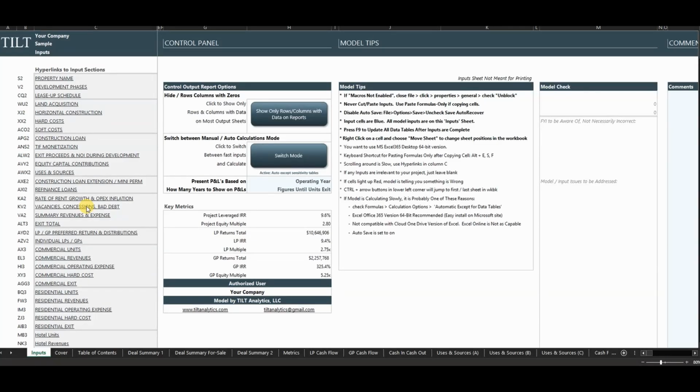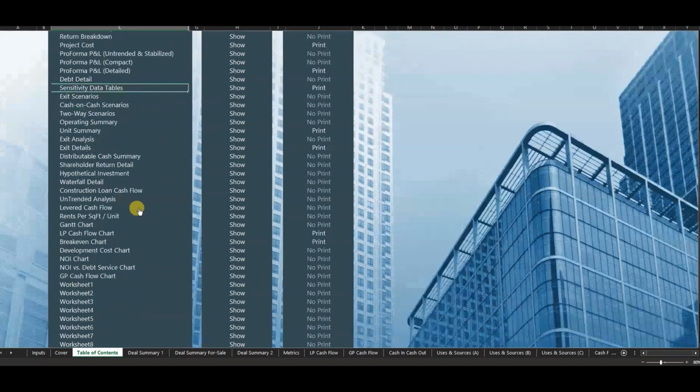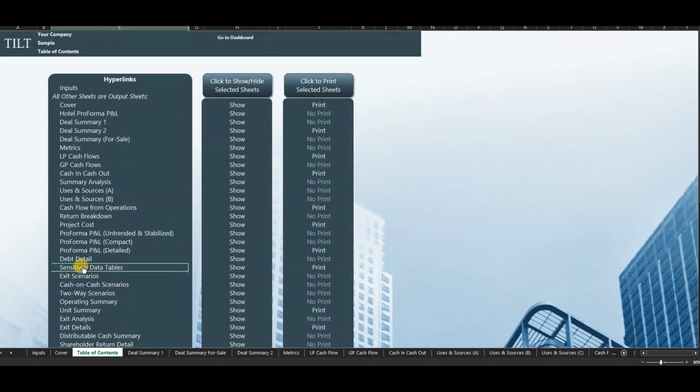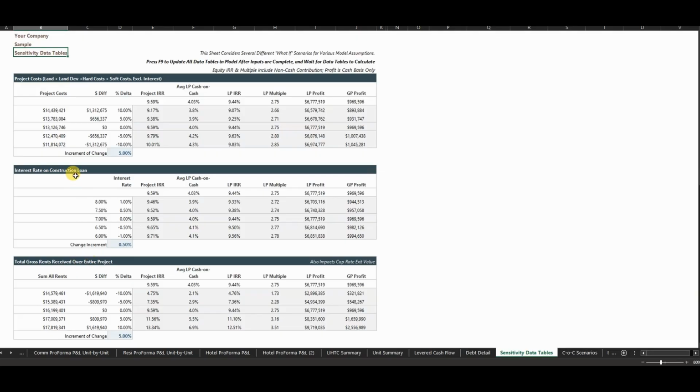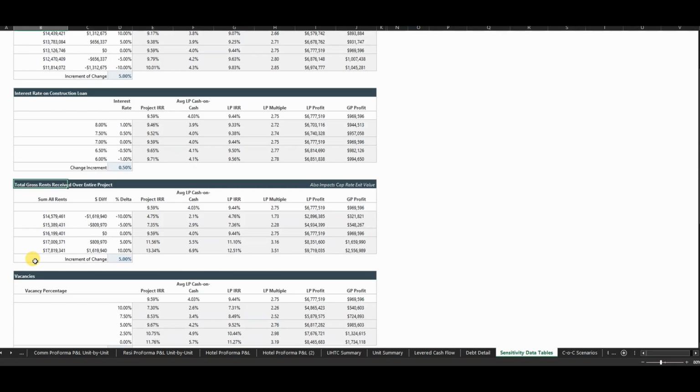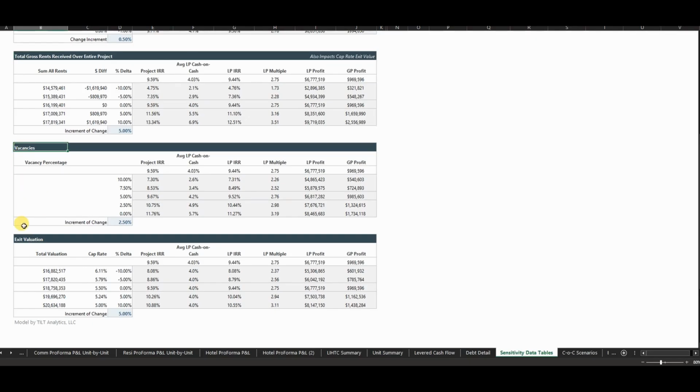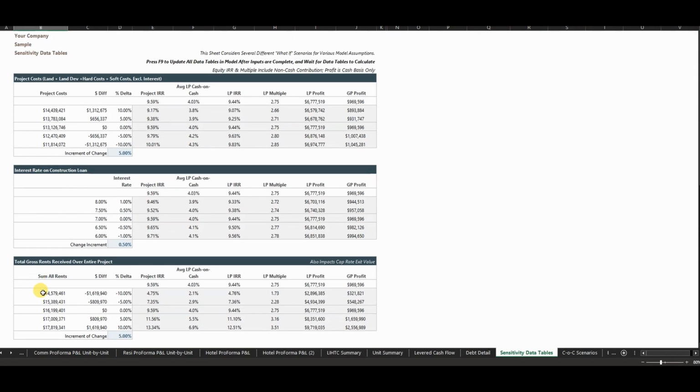This is the real estate development model from Tilt Analytics, and I'm often asked about the model's ability to look at what-if scenarios among the output reports. So if I jump over to the table of contents, see all my output sheets, click on the sensitivity data tables, you'll see on this page there are several tables that look at what if certain aspects of your project have outcomes or inputs that are different than what's currently in the model.